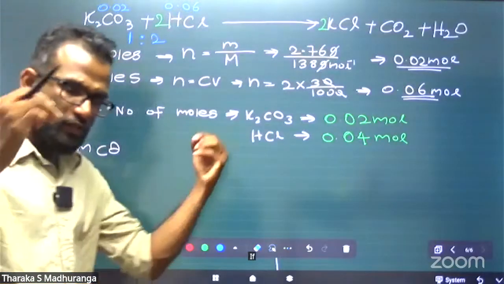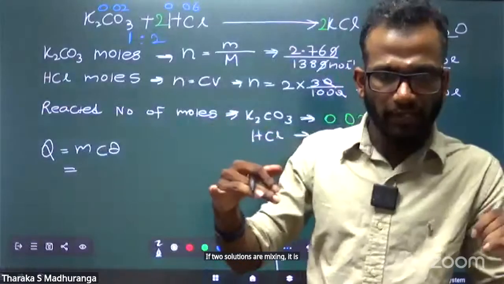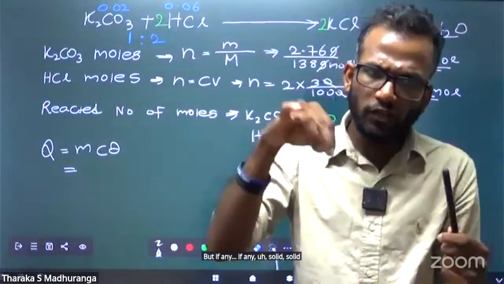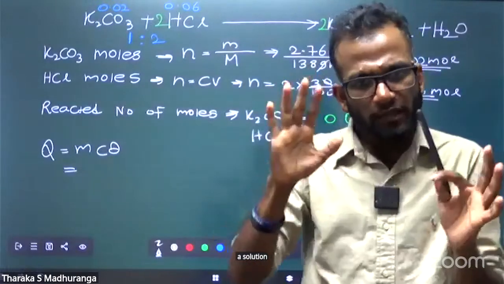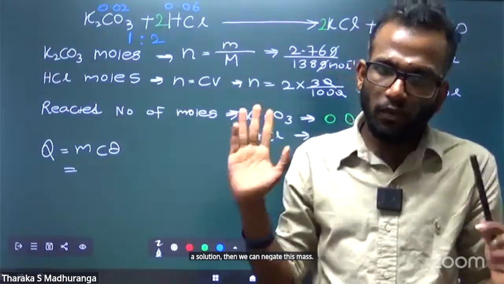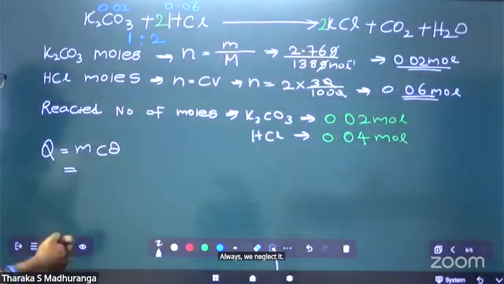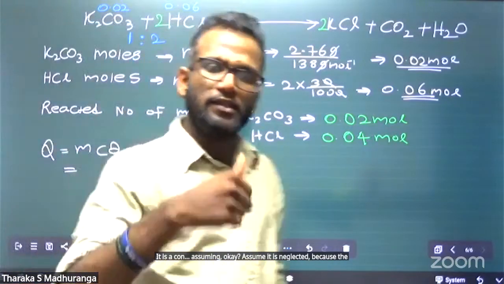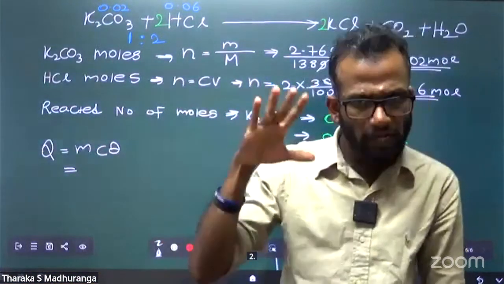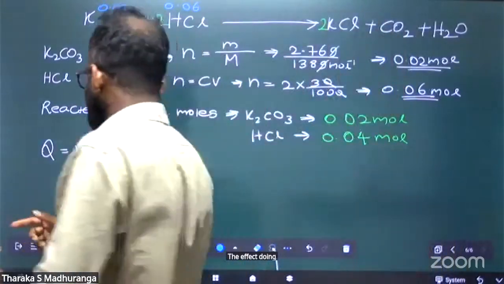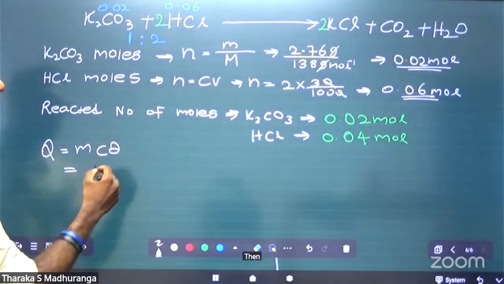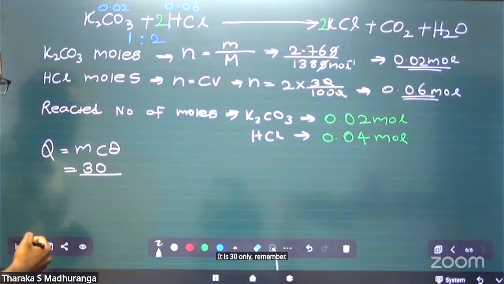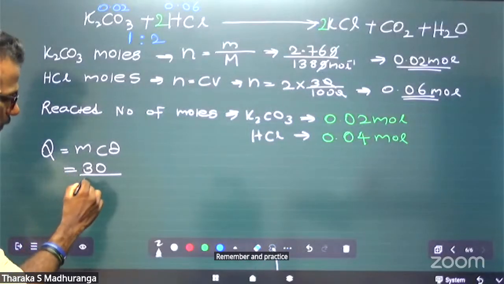If two solutions are mixing, it is okay, we add. But if any solid part dissolves in a solution, then we can neglect its mass. Always we neglect it. It's an assumption, because the effect of this 2.76 is very low. Then it is 30 only, remember. Remember and practice very well.